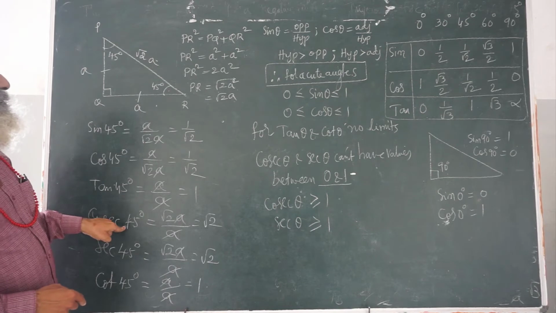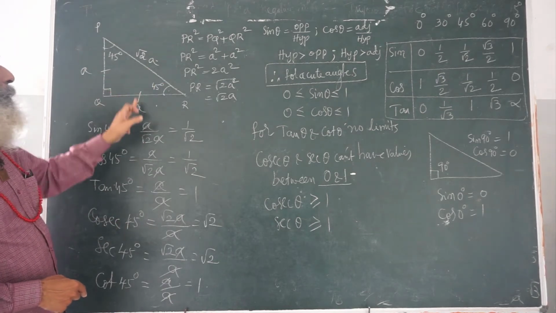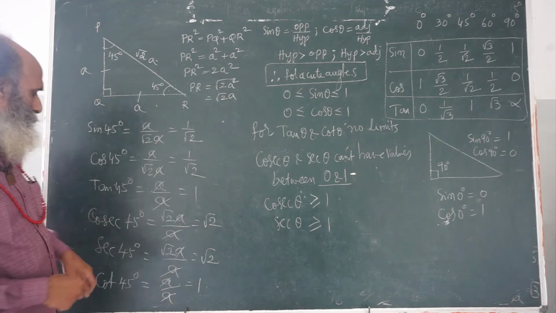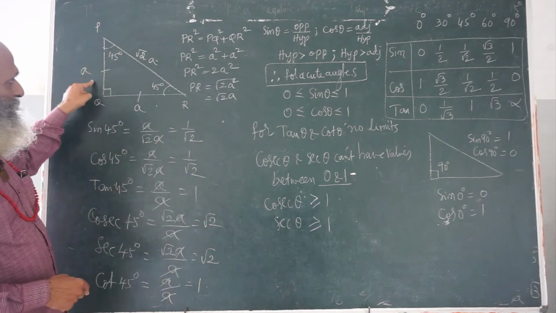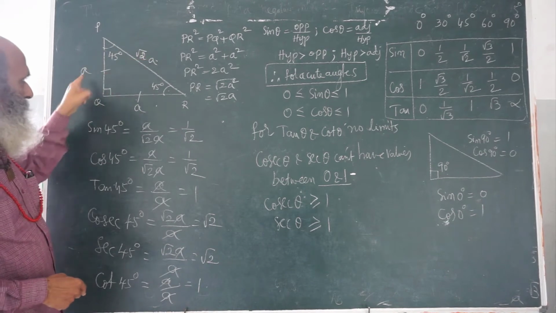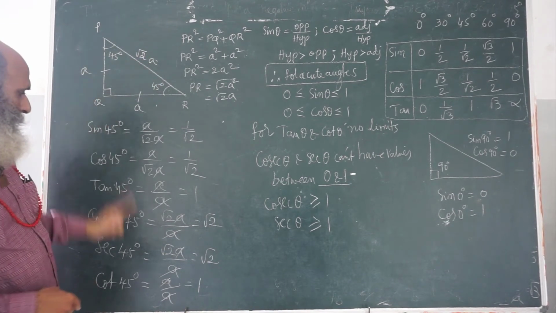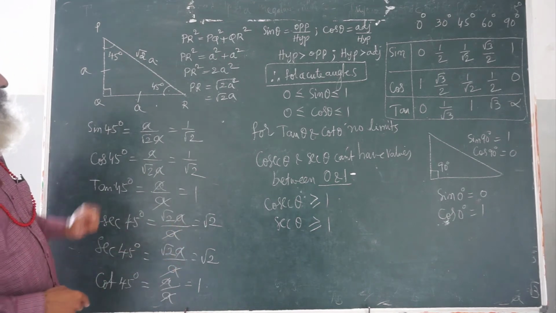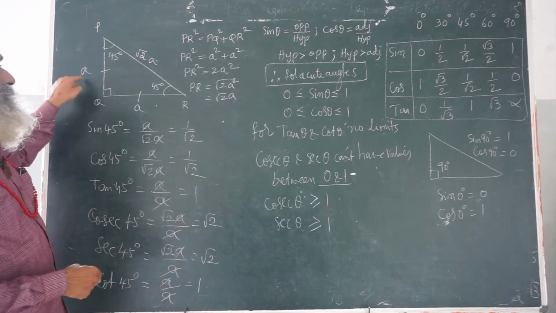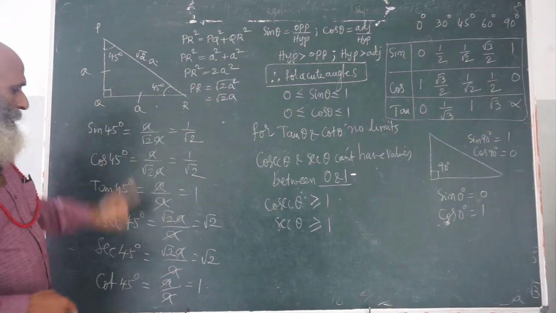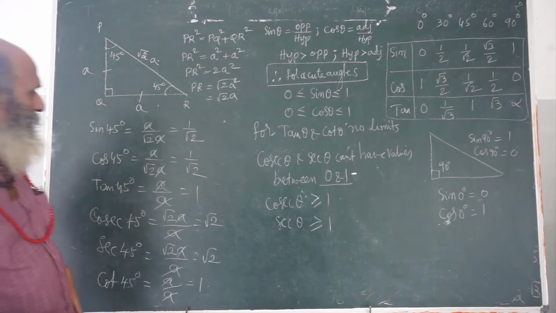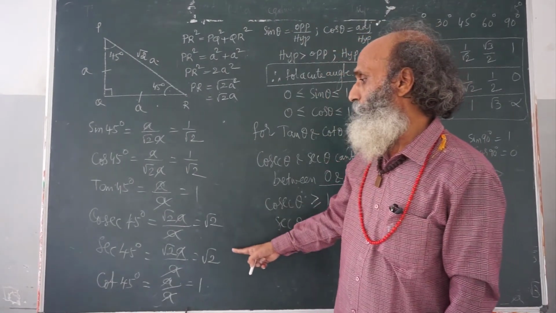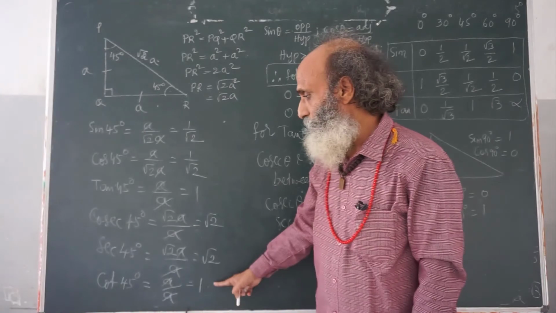Cosecant 45 is hypotenuse by opposite side, root 2A by A, A cancelled, root 2. Secant 45 is hypotenuse by adjacent side, root 2A by A, A cancelled, root 2. Cot 45 is adjacent side by opposite side, A by A, 1. So, sin 45 is 1 by root 2, cos 45 is 1 by root 2, tan 45 is 1, cosecant 45 is root 2, secant 45 is root 2, cot 45 is 1.